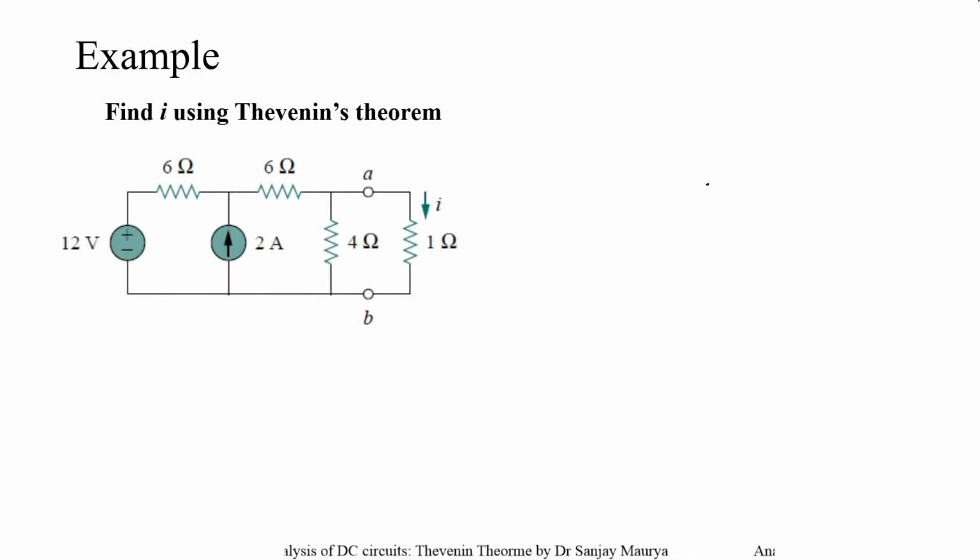Now let us understand with an example. Consider this electrical circuit. In this one, we need to calculate the value of I using Thevenin theorem. So the branch in which we need to calculate the I will be treated as a load. This is your load. Now, first of all, we need to calculate the RTH, Thevenin equivalent resistance. To calculate the Thevenin equivalent resistance, all the independent sources are replaced by their internal resistance.